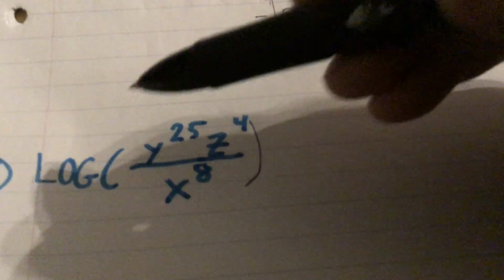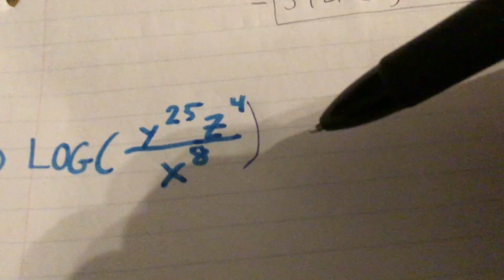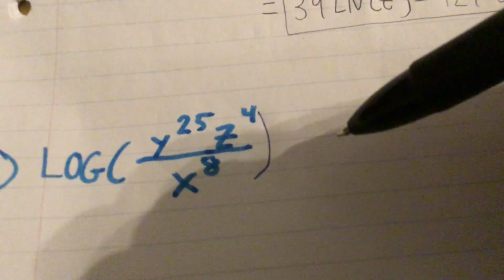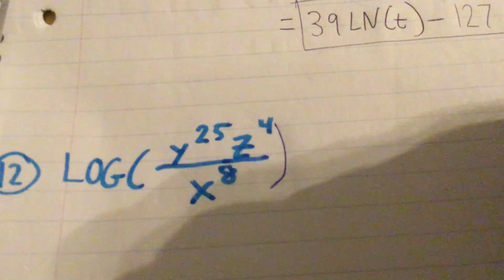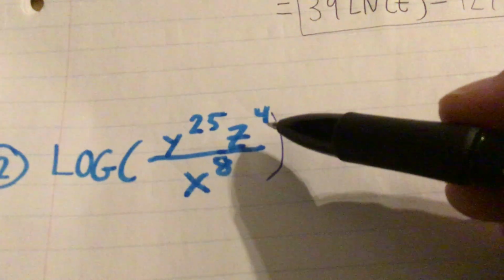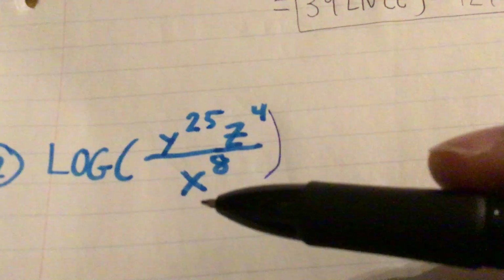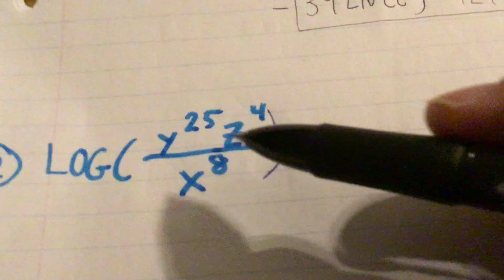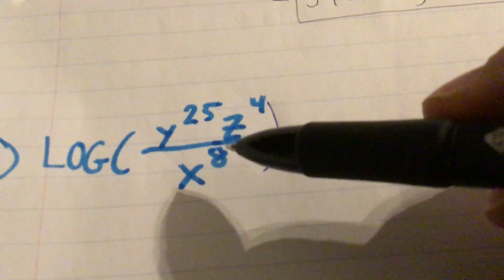Either I could make this log of y to the 25th, z to the 4th, minus log of x to the 8th. You know what? I've got a trick up my sleeve. I'm going to tell you a little secret. You guys ready? Anything that's in the numerator becomes positive. Anything in the denominator becomes negative. So even though I'm telling you, okay, take it step by step, let's just use common sense.